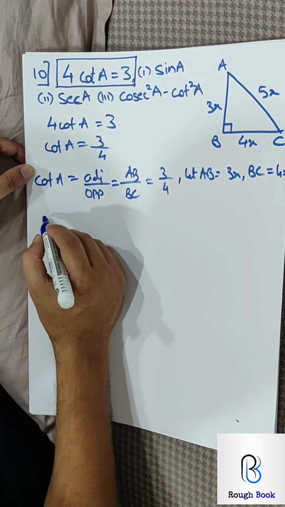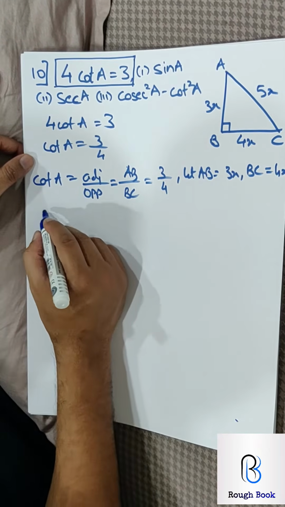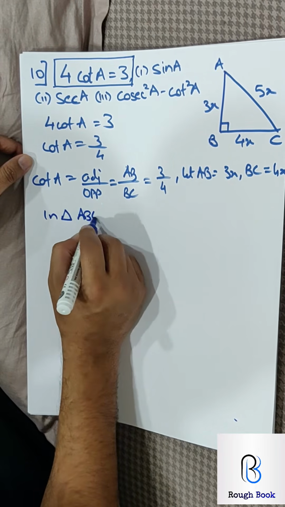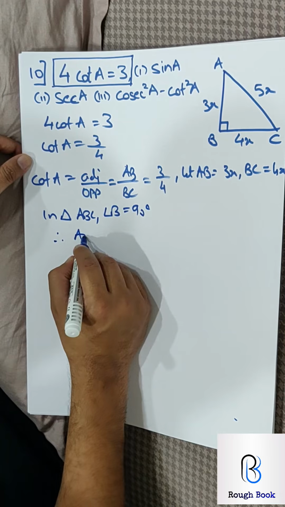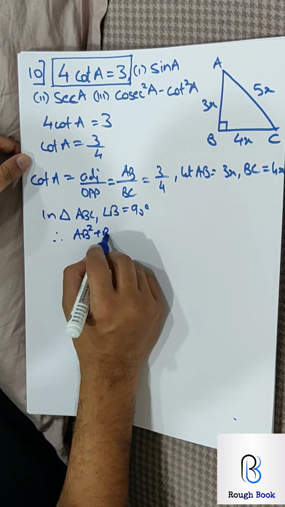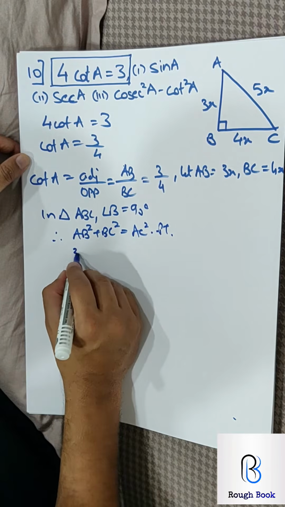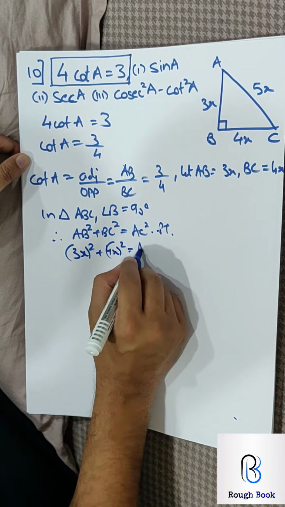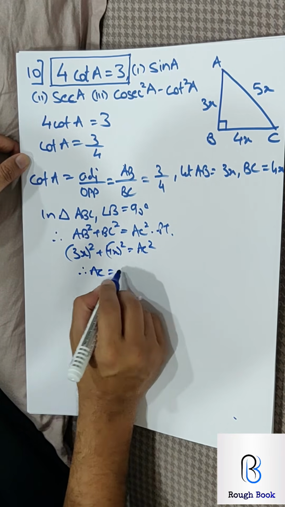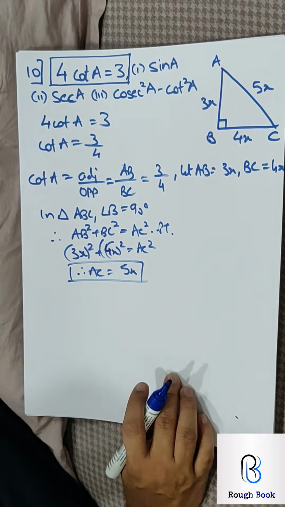We know this much by now. But you'll have to show the steps. Don't directly write AC as 5x. So we will say in triangle ABC, angle B is 90 degrees. Therefore AB square plus BC square equals AC square, Pythagoras. So AB is 3x, BC is 4x, and if you directly write AC as 5x, that's okay, but at least till here you should show the steps.